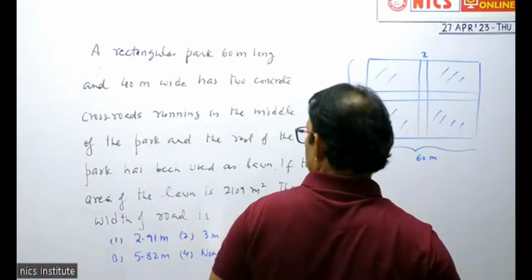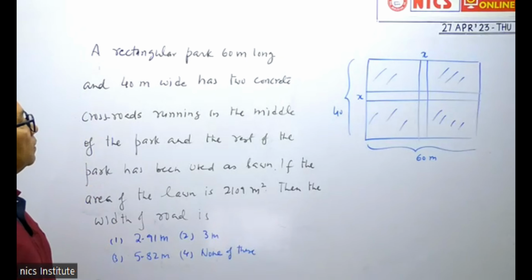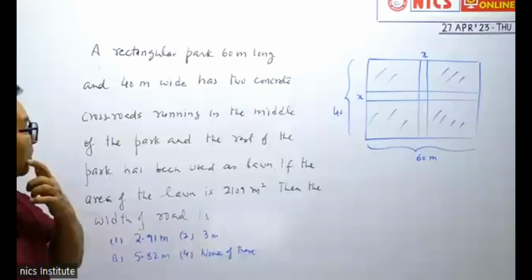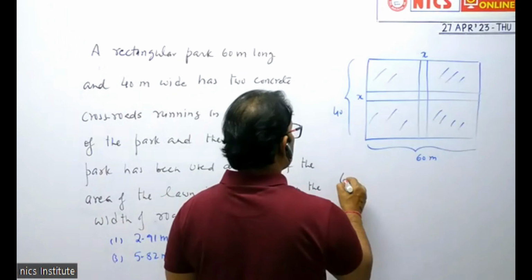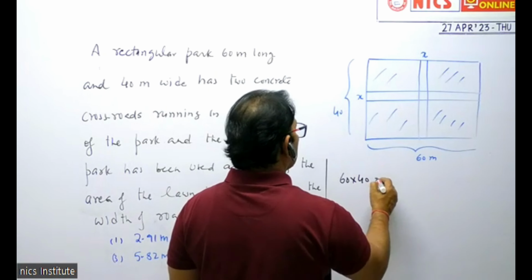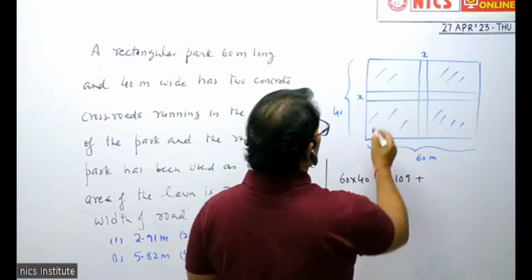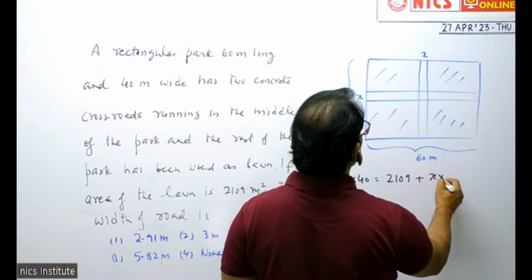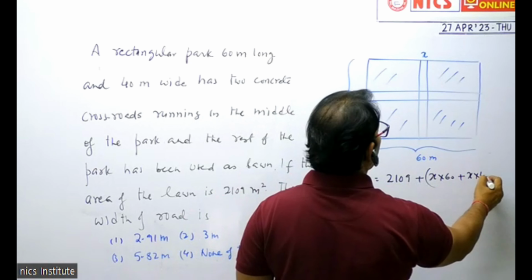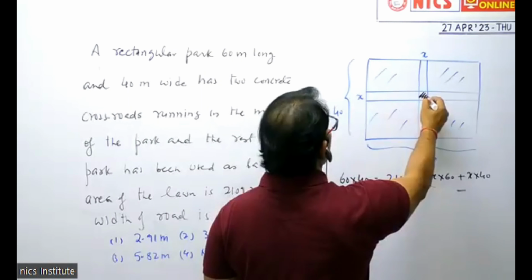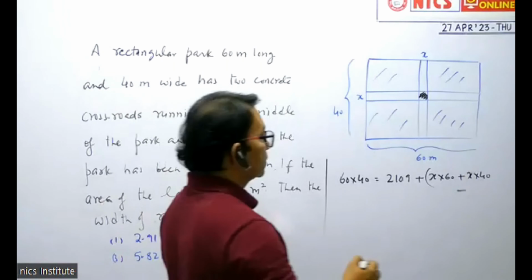So the total area is 60 into 40, and that'll be equal to the area of the lawn, which is 2109, plus the area of the road. If I calculate this area, this would be x into 60. If I calculate this area, this would be x into 40, but you need to be careful. This part has been calculated twice. So I need to subtract it once.